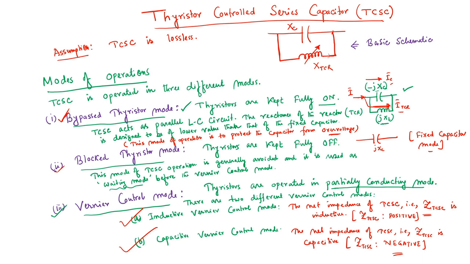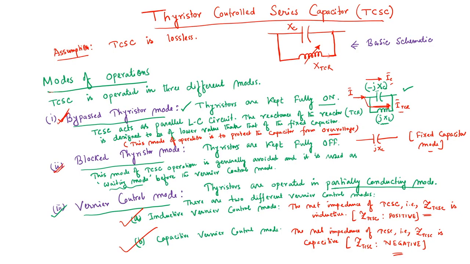With these, the other two modes are only exercised during abnormal operating conditions or before you go for this vernier control mode, okay. So, these are the modes of operation of TCSC, okay.